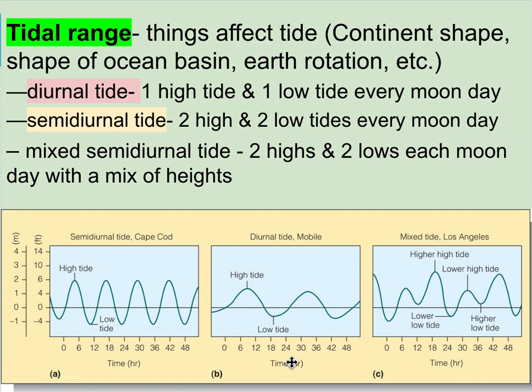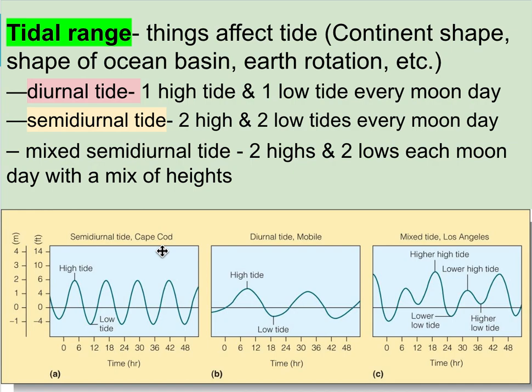Then you can have a much more complicated tide called a semi-diurnal tide. This is where you have two high tides and two low tides every single day. It's going up and down and up and down, the high and the low tide, and it's moving a lot. One example of this would be Cape Cod on the east coast of the United States.